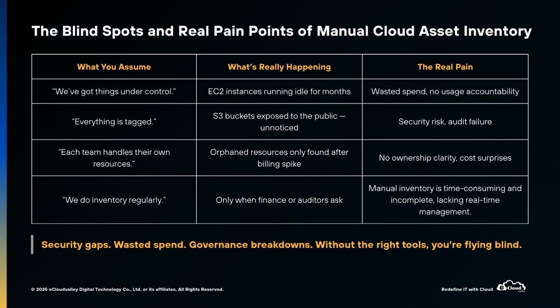Some EC2 instances have been idle for months, yet are still running, wasting money. Some S3 buckets are publicly accessible, but no one notices, creating security risks. More often, idle resources are only discovered when the bill suddenly spikes, and asset inventories are usually conducted reactively, only when requested by finance or audit departments. These seemingly small issues over time can lead to security gaps, wasted spend, and governance breakdowns. Without the right tools, managing assets in a cloud environment is like flying blind.